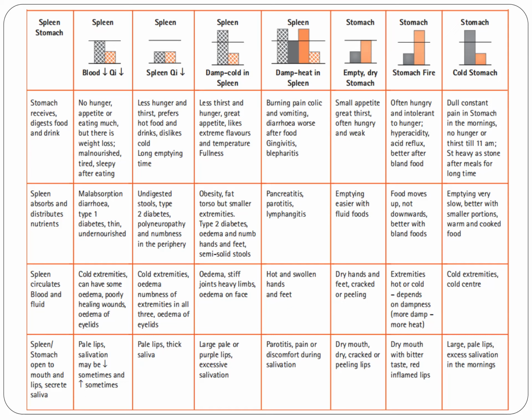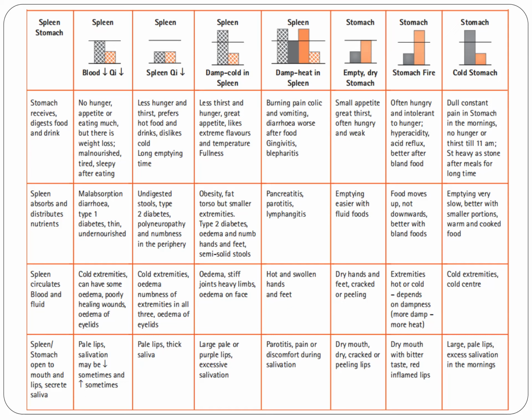So we have problems like, if the patient has cold extremities, can have some edema, poorly healing wounds, edema of the eyelids. So that's spleen blood deficiency and qi deficiency. Cold extremities, edema, numbness of extremities in all three, edema of the eyelids, that's spleen qi deficiency.